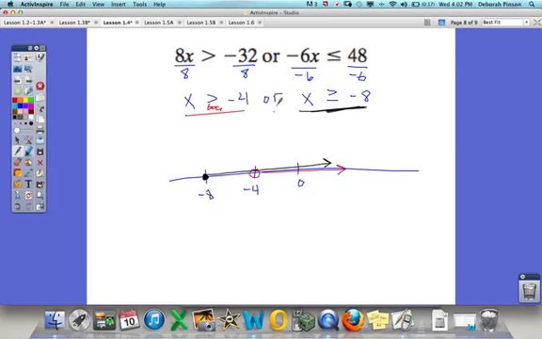Now I want you to look at this. This is "or." So we're looking where I only have one of the two. I've got one of the two going on right there. That is my answer. So my answer is x is greater than -8, but less than or equal to -4. See how that one's kind of weird?